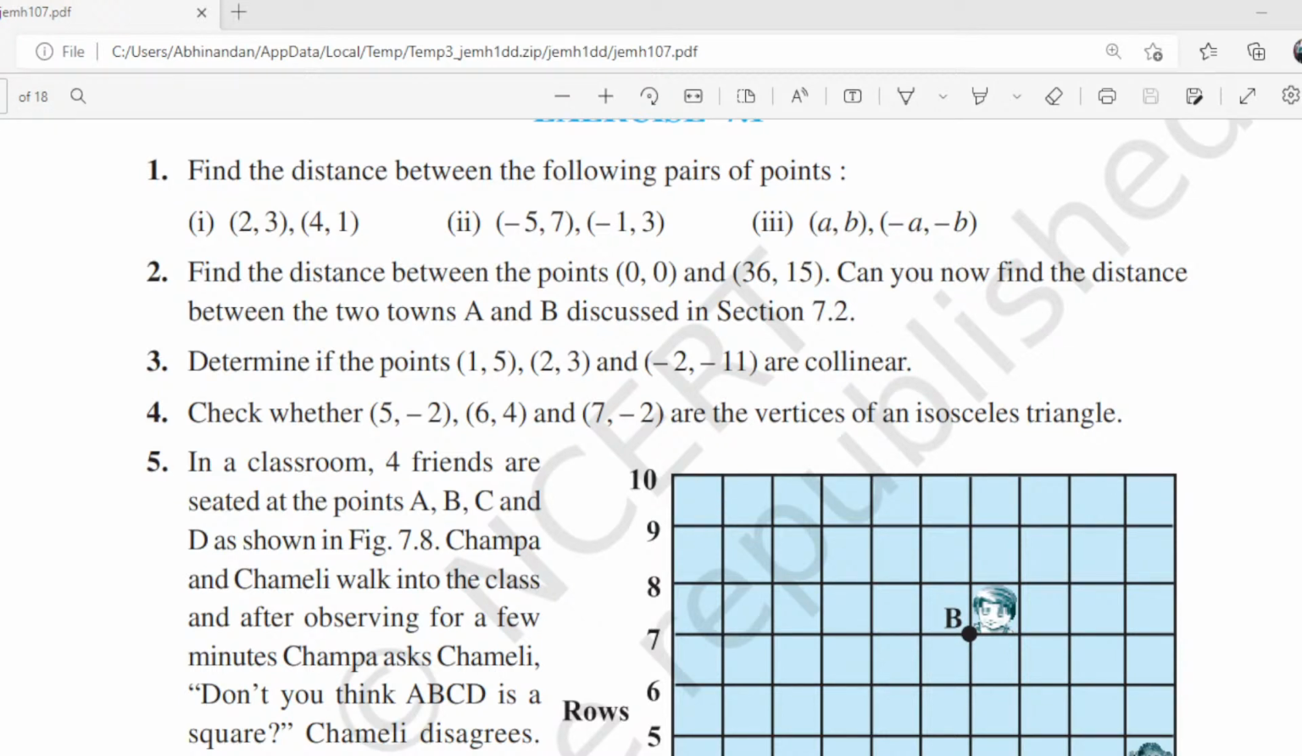If you see that the particular points are collinear, what is the condition? The collinearity of points can be solved in many ways. Here I am going to use one way. So write the question. Question number 3.